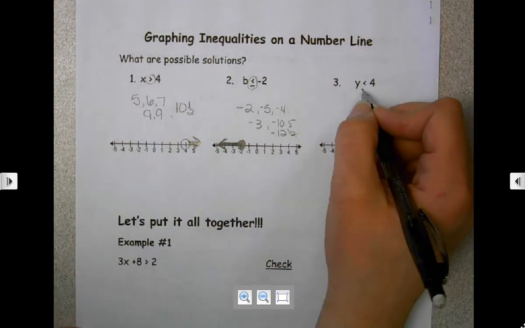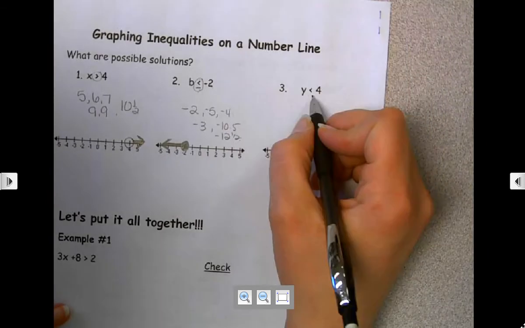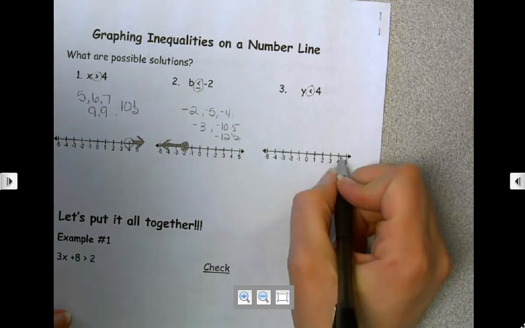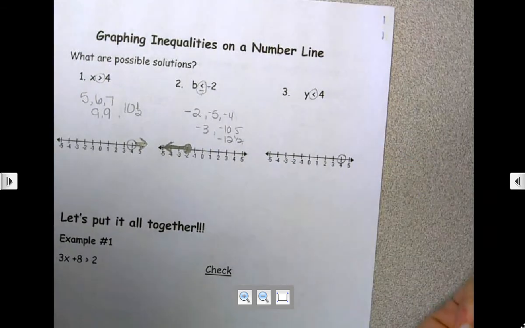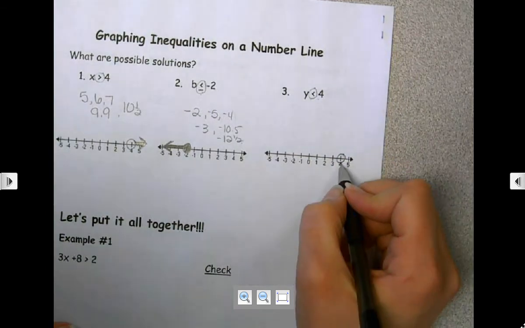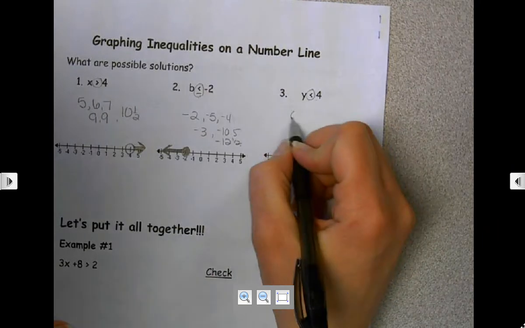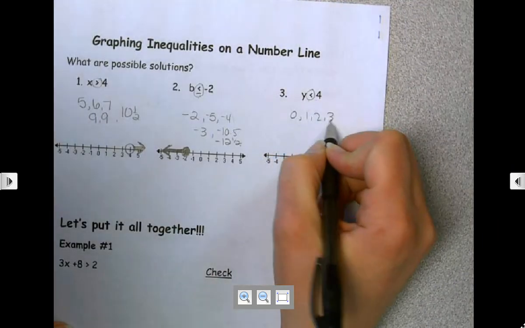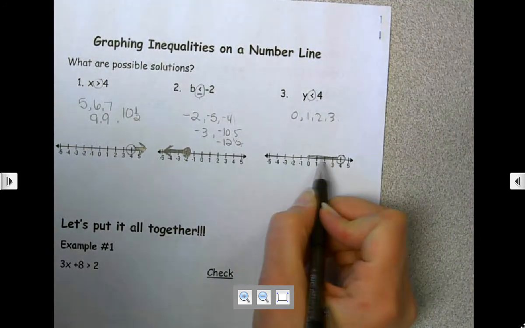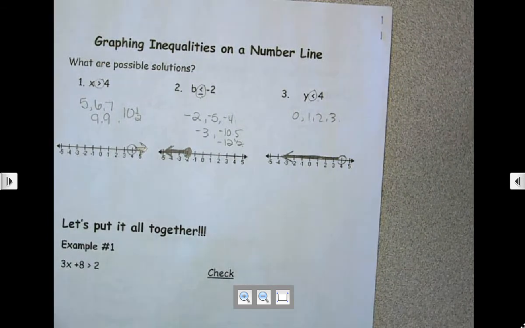Okay, try out number 3, pause the video, come on back. Hopefully you paused the video. We're going to take a look at y is less than 4. Go ahead and circle 4. 4 is not included, so it's going to be an open circle. And values that are less than 4 include 0, 1, 2, 3, and so on. All of these values are to the left of our point, so we are going to shade to the left.